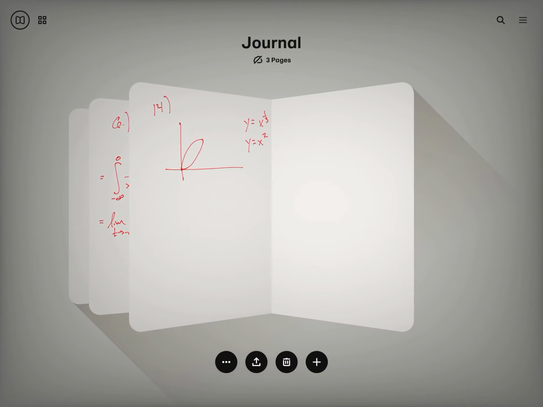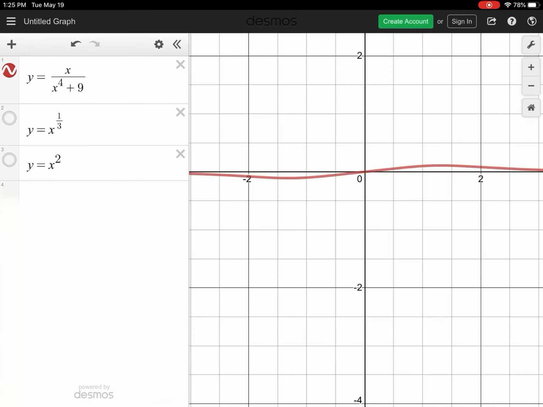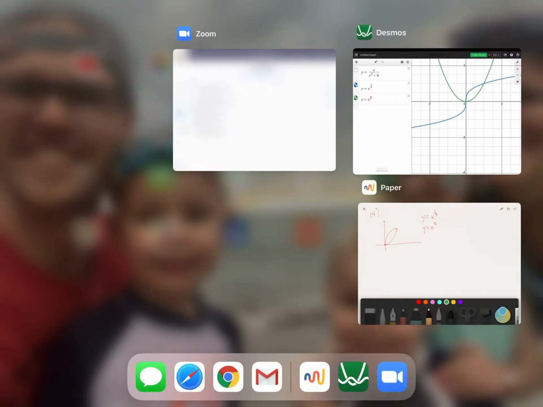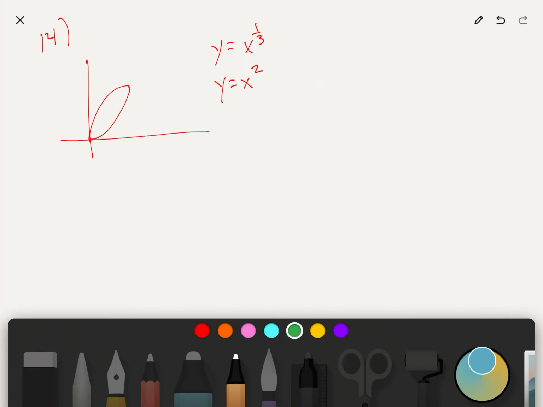Got one more to go here in number 14, and let's go back to Desmos. So we have a function that's bounded by x to the 1/3, which is in blue, and x squared, which is in green, and we're rotating it around the x-axis. All right, so we got to take this region right in here and rotate it around the x-axis. So that's what I have drawn. Okay. So how do we do that? Well, we use cylinders to help us with volume, right? So what we could do is say, if I take this rectangle and rotate it around, I'm going to get a cylinder that looks something like this.